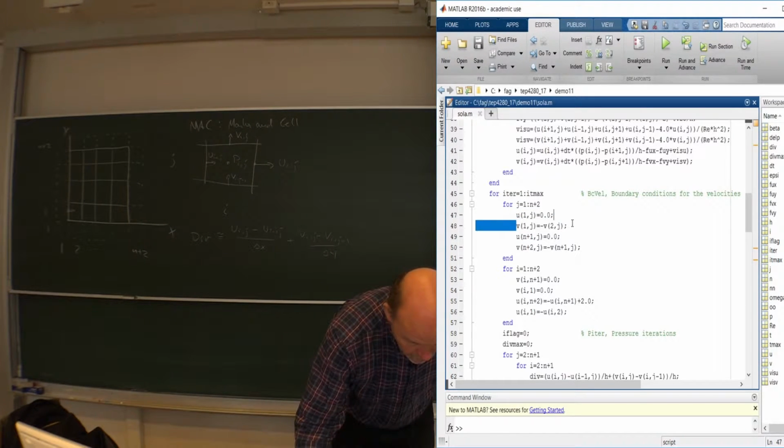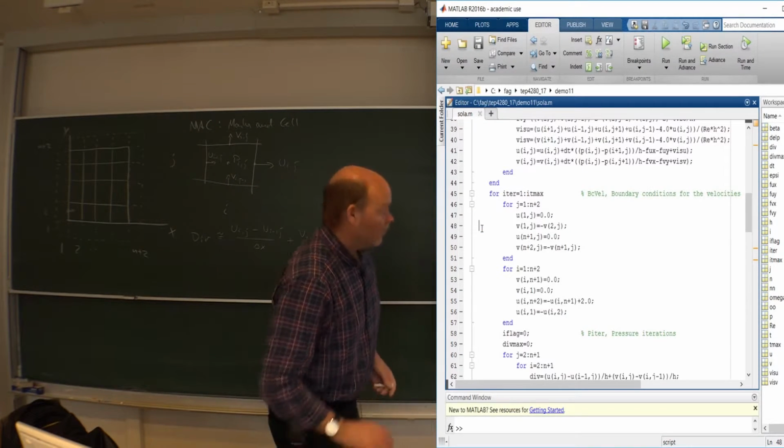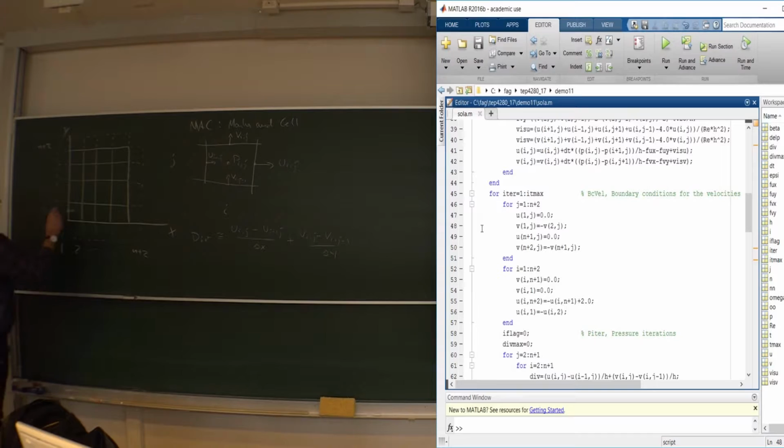But what about v? Well, it is not set to be 0. What's this nonsense? Well, remember the v velocities, they are located half a cell inside the solid wall. And being an elliptic problem, you have to specify the velocities all around. You need boundary conditions all around your computational domain. So you have to say something about this velocity. You know that it should be 0 on the wall, no slip condition.